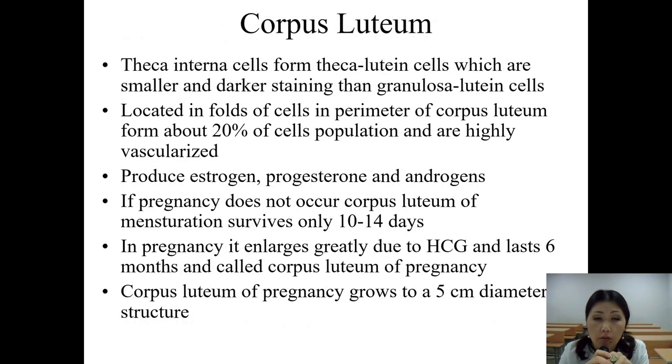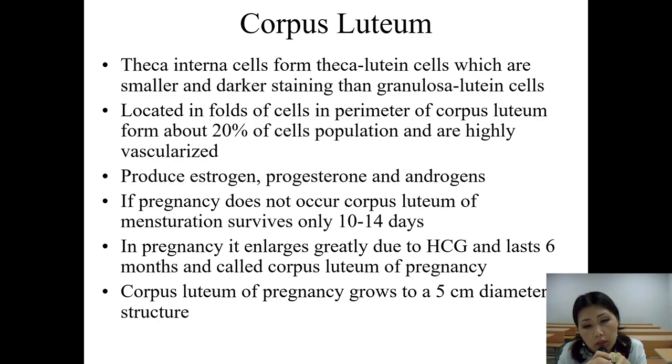And theca interna cells form theca lutein cells, which are smaller and darker staining than granulosa lutein cells. Located in folds of cells in the perimeter of the corpus luteum, they form about 20% of the cell population and are highly vascularized. They produce estrogen, progesterone and androgens.